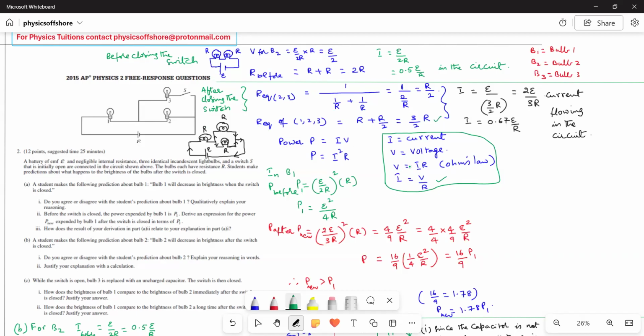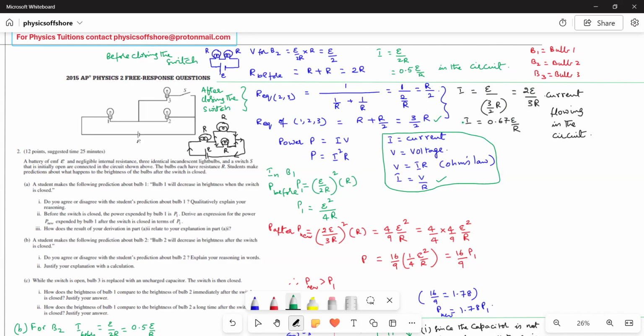Now we have to find the current flowing in the circuit. Current flowing in the circuit is equal to voltage divided by resistance. Voltage is E, and resistance is 3 by 2 R. Therefore, the current flowing in the circuit is 2E by 3R. Am I right? So 2E by 3R means 0.67 E by R. See the difference. So the current flowing through the circuit is this one.